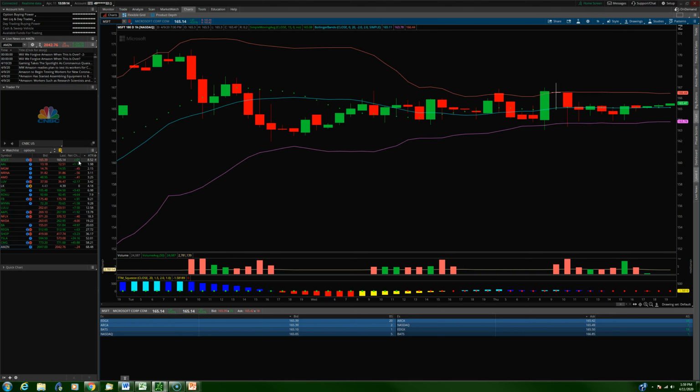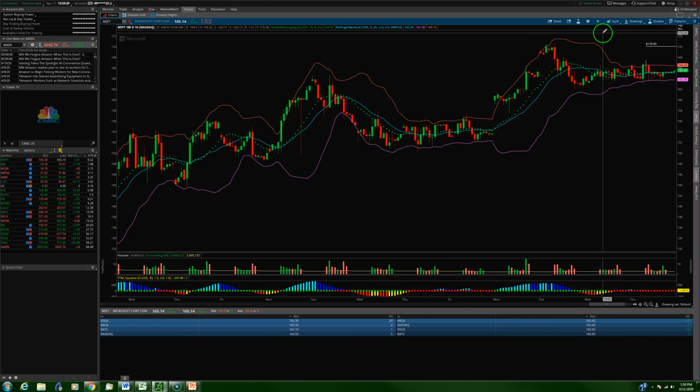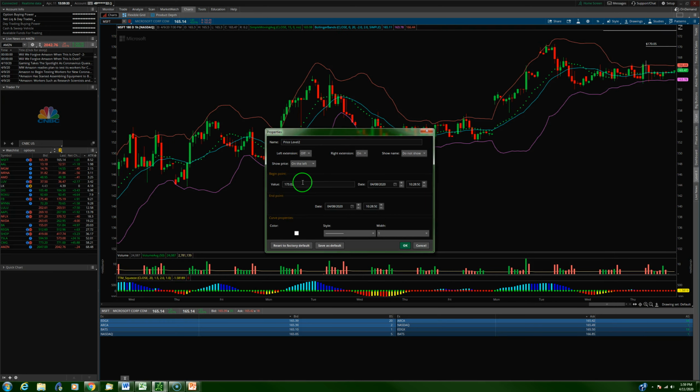So with a close at 165 on Friday, an average move would take us towards 170, 175. So what I would do, guys, is mark half of an ATR, right around 170. And then you can also mark up a full ATR, which is up here at 175.